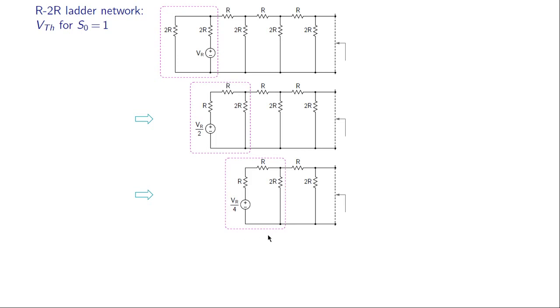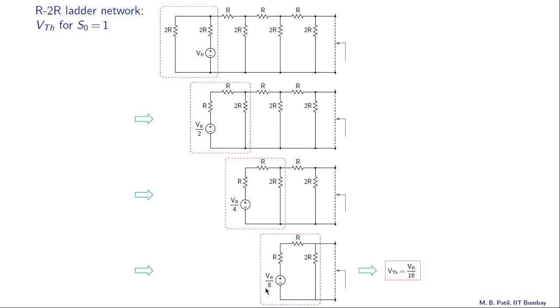Next, we can replace this network with its Thevenin equivalent, and we can anticipate that we are going to get RTH equal to R and VTH equal to half of this, that is VR by 8, like that. Once again, this network is exactly the same as any of these, except the voltage supply is now VR by 8. So we are going to get a Thevenin resistance RTH equal to R for this entire network, and a Thevenin voltage of half of this, that is VR by 16. So that is our final answer. So as seen from here, the Thevenin voltage is VR by 16.